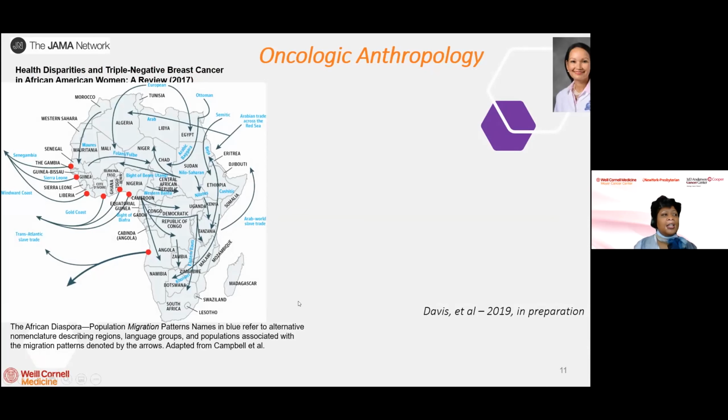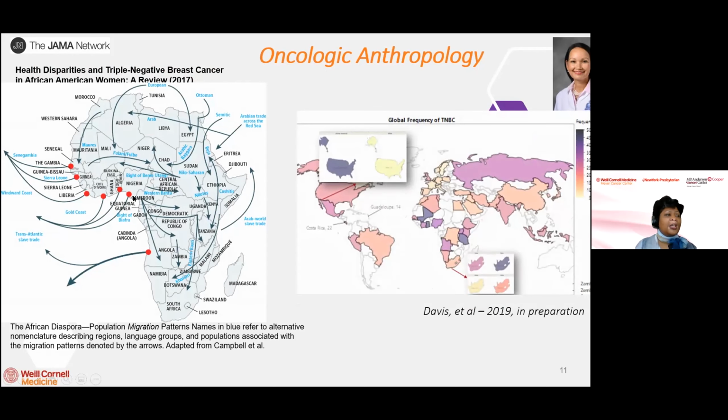But interestingly, our approach to oncologic anthropology, started by Dr. Lisa Newman, who's the chief of breast oncology here at Weill Cornell, depicts a very interesting trend where West African women have a higher rate of triple negative breast cancer than East African women. And we know that West Africa is primarily where most US African Americans are descended from.